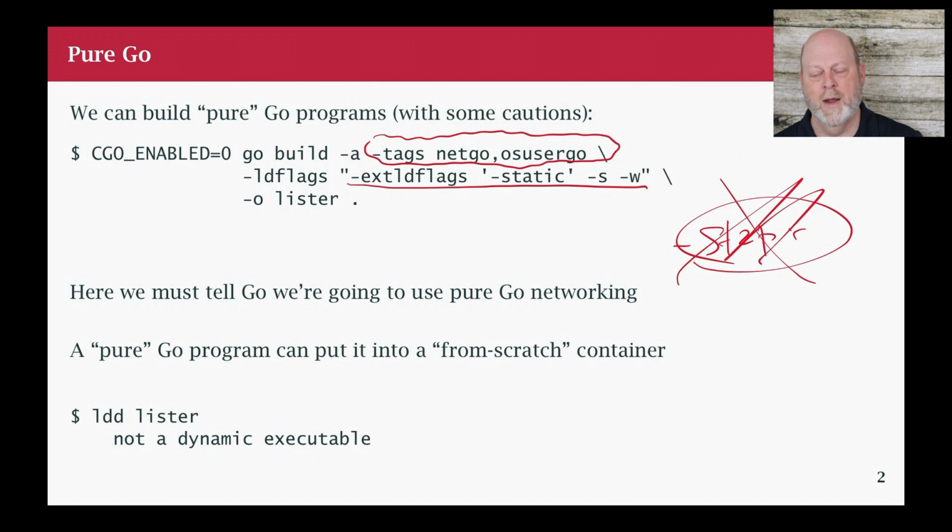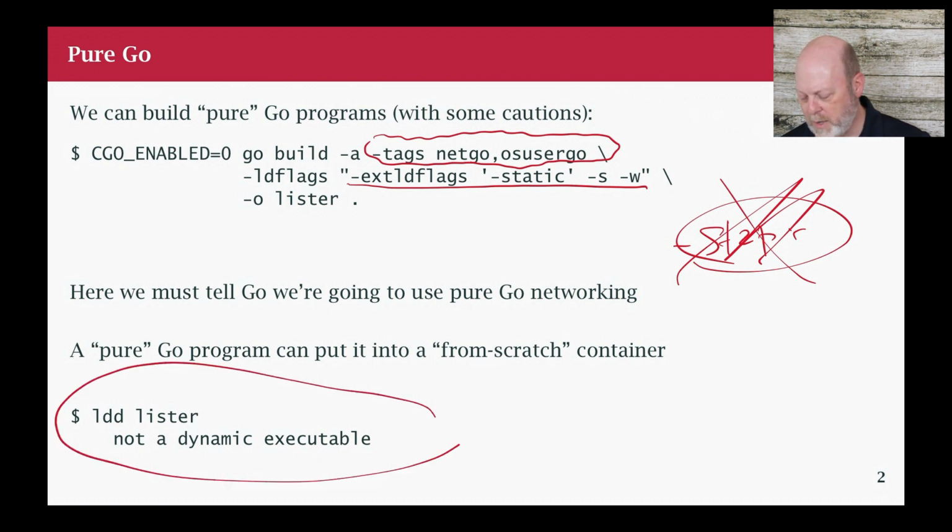Okay, and if we do that, we're going to get a program that is not going to be a dynamic executable, right? If I do this on Linux, I'm going to get a binary that is completely static. You hit it with LDD and it says not a dynamic executable. So it has no runtime dependencies on dynamic libraries.